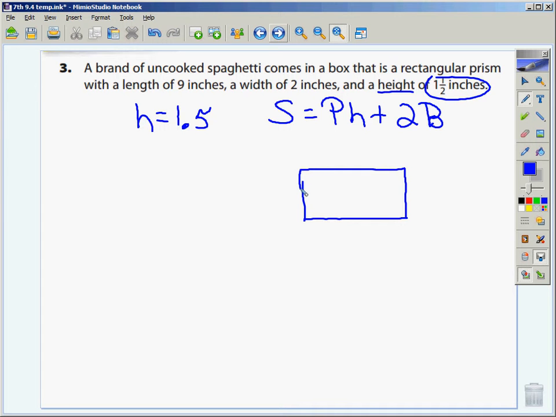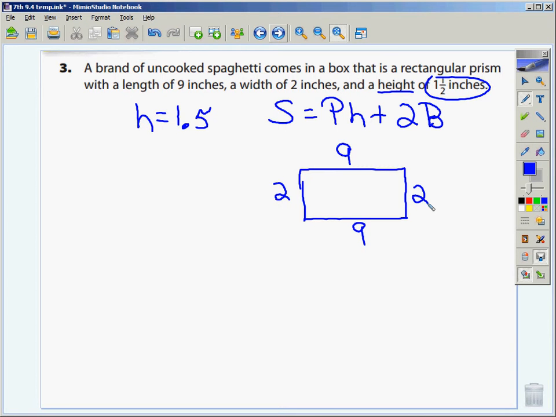Now, what did they tell me the length of my rectangle was? 9 inches. What did they tell me the width of my rectangle was? 2 inches. If this is 9, how big is it on the top? 9. If the left is 2, how big is the right? 2. Everybody with me on what I separated out? Yes.